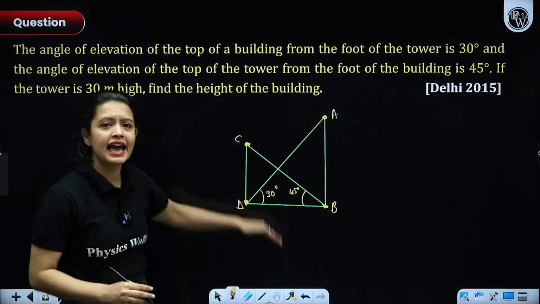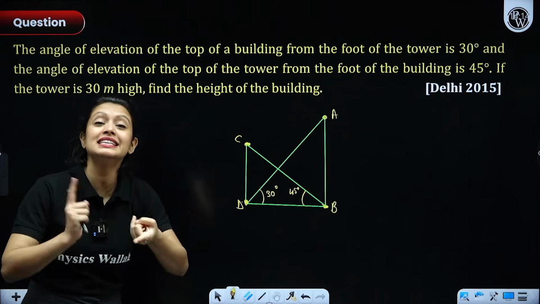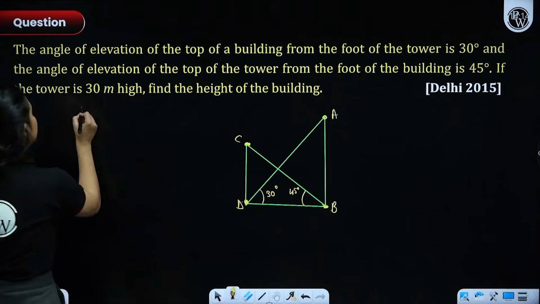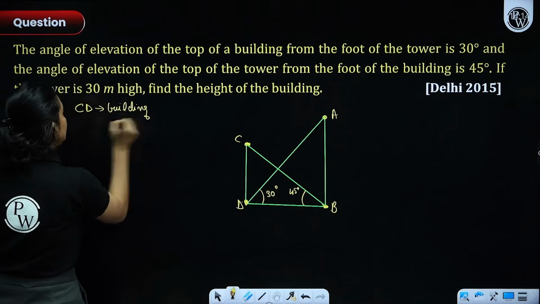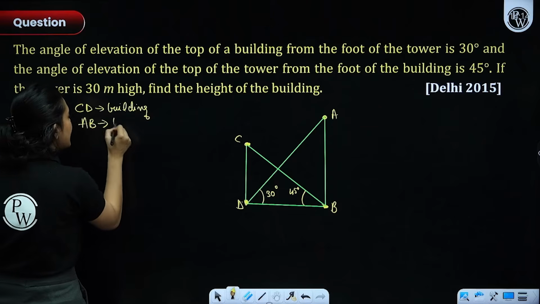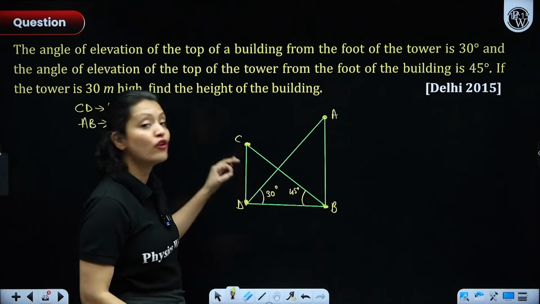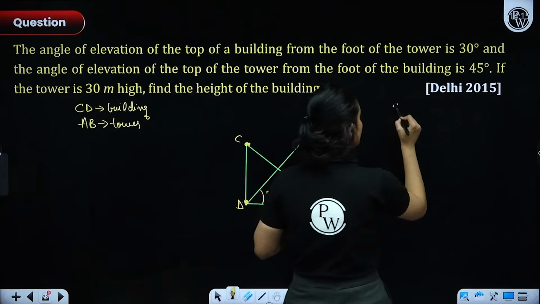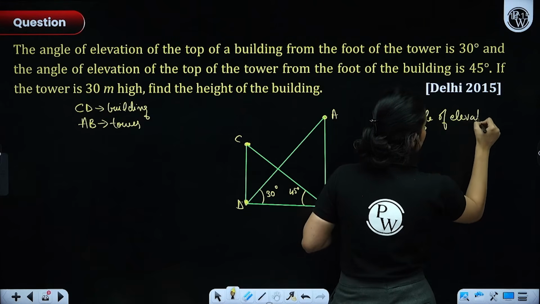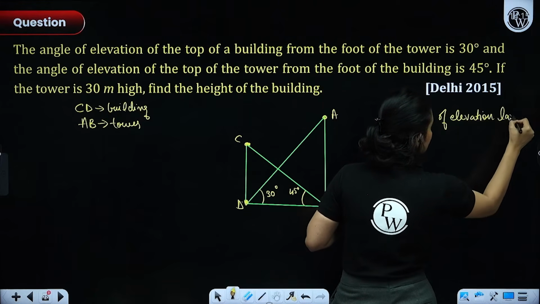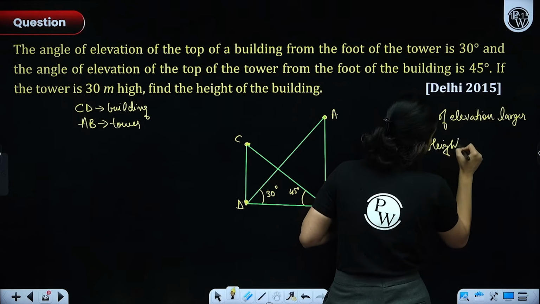Yes, so this diagram would be wrong if I take AB to be the building. AB is not the building. The building's length is smaller. So CD is the building, guys. CD is the building. And AB is the tower. Why? Because the angle of elevation is larger for the tower. I'll write it here. Angle of elevation larger. Means what? It means height is larger.